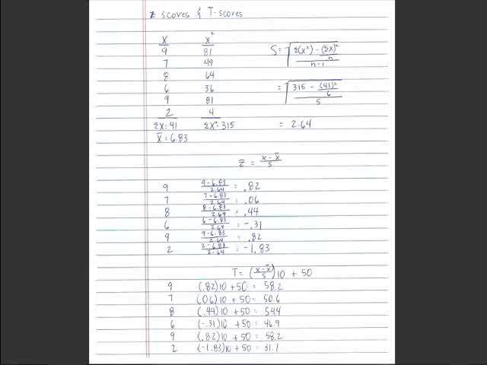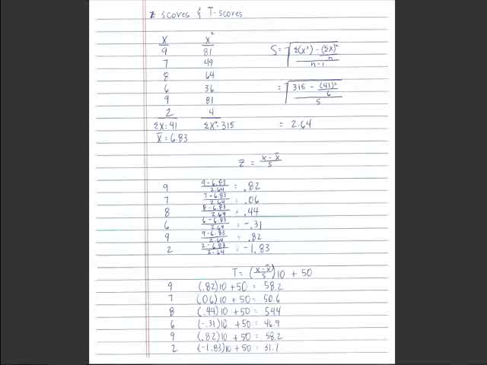And then let's look at the raw score of 6. Its z-score was minus 0.31. Multiply that times 10, and then add 50 to it. And what we find is that the t for raw score 6 is 46.9. And then lastly, the t-score for raw score of 2: minus 1.83 times 10 plus 50 gave a t-score for the raw score of 2 of 31.7.